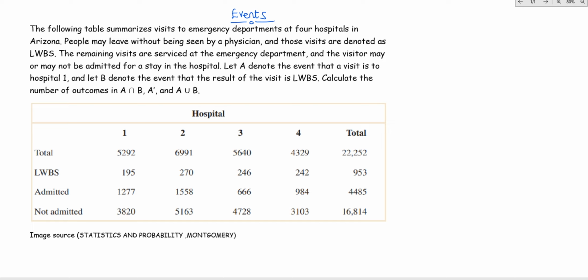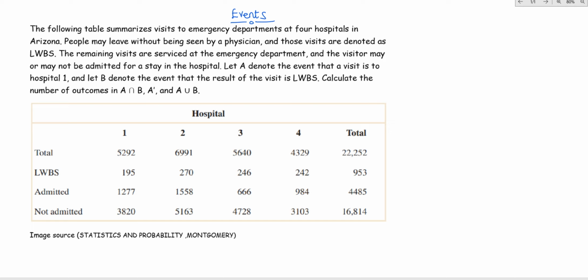From the book I am using, Statistics and Probability by Montgomery and George Runger, it says that an event is a subset of the sample space of a random experiment. So you are performing a random experiment, and you have a sample space for that experiment, and out of that sample space you can get other subsets.